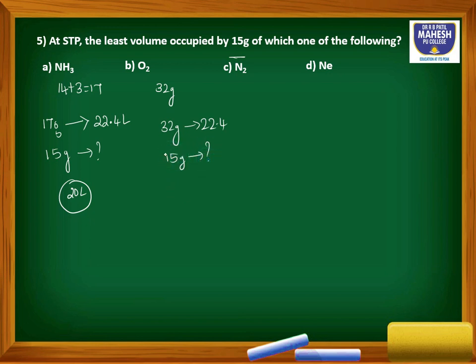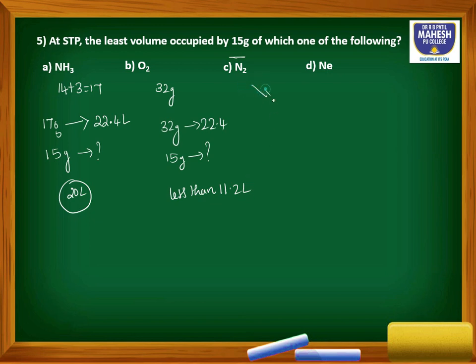Am I correct, students? So here you can see this 15 is half of 32. That means volume occupied is less than 11.2 liters. Am I correct? 16 is exactly half, 15 is less than that. Automatically volume is also less than half. That means less than 11.2 liters.